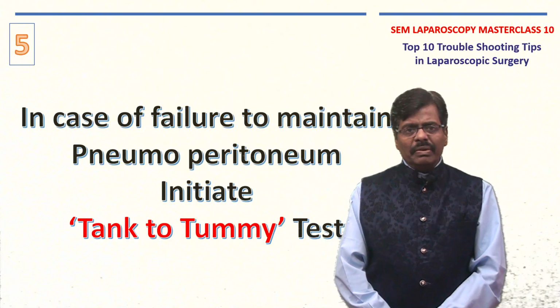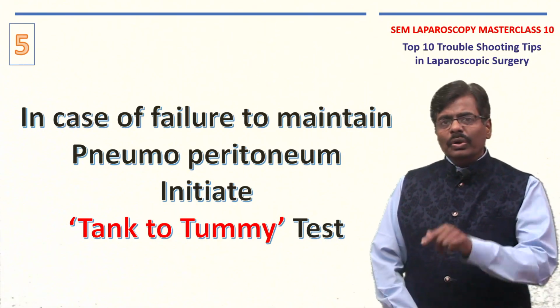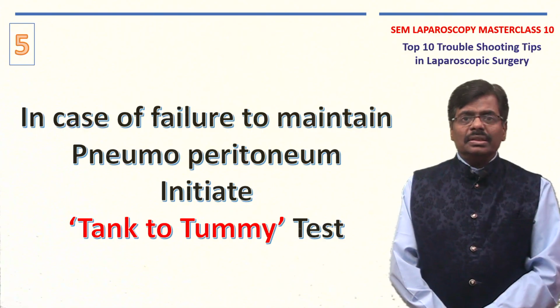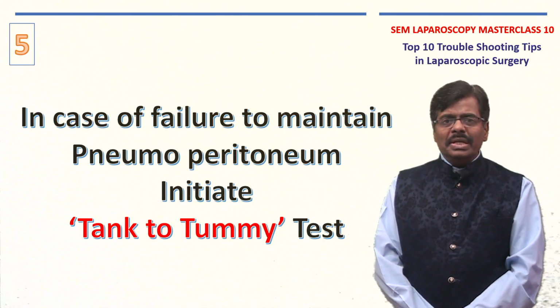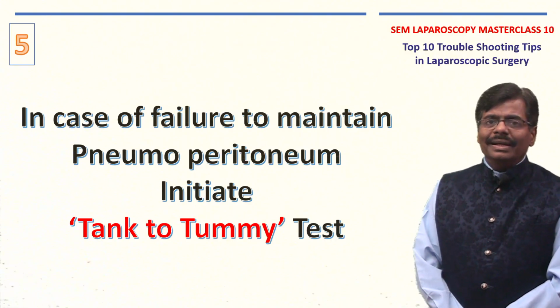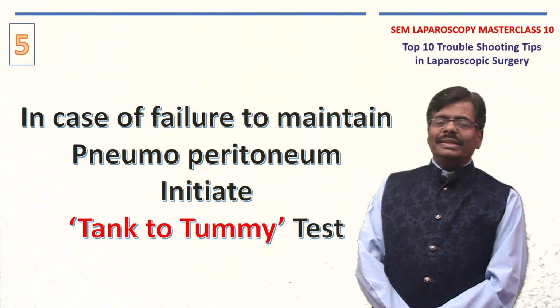All the steps are very, very important. If after putting this peritoneal access and connecting the CO2 for a pneumoperitoneum, you are not able to maintain it, and somewhere the gas is leaking, then go for tip number 5, what I call a tank to tummy test.